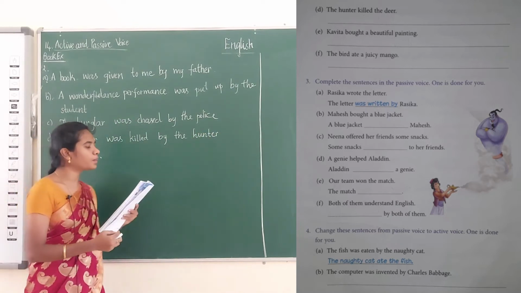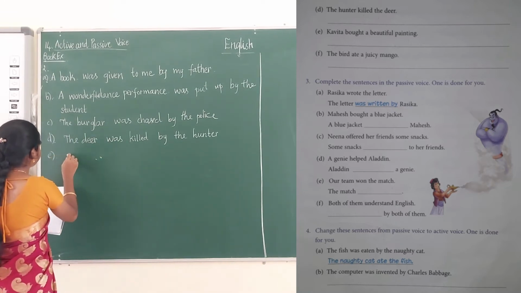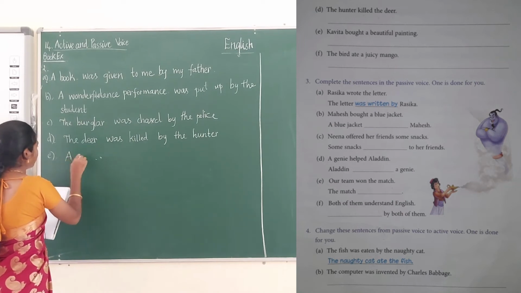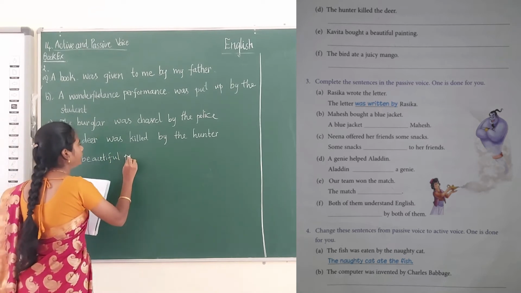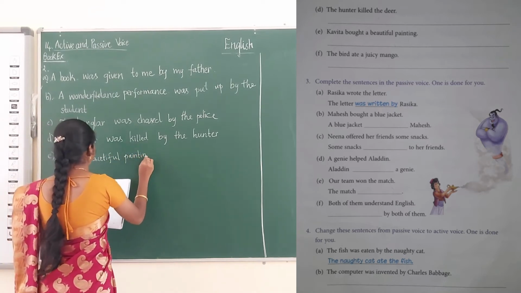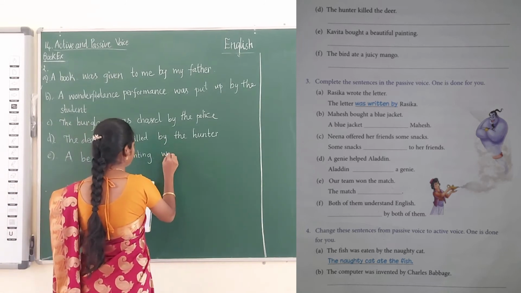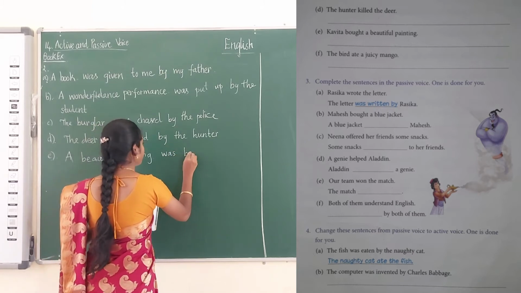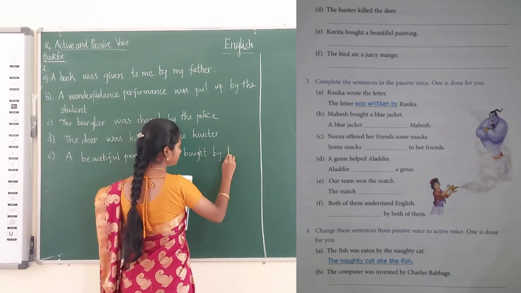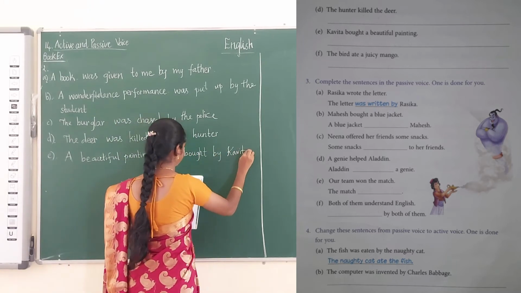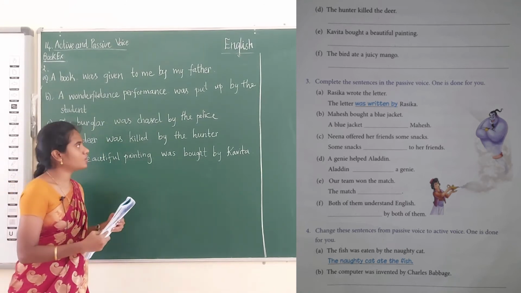See the next one, Kavita bought a beautiful painting. Okay, so we are changing and writing. A beautiful painting. Then bought is the past tense, so we are writing the past tense be verb as was. Then we are writing the V3 form, bought, by Kavita. A beautiful painting was bought by Kavita. Then you have to do F as the homework. Okay.